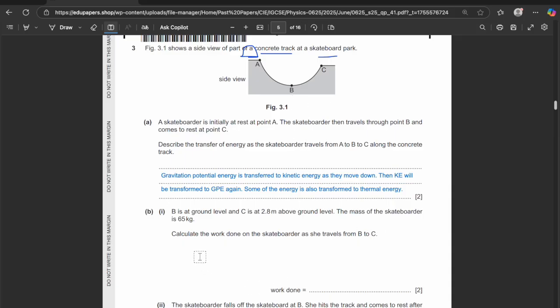So work done is equal to force times distance. We know that force is going to be just her weight. So 65 times 9.8, and distance is 2.8. If we put that in the calculator, we get 1783.6, which is about 1800 joules.